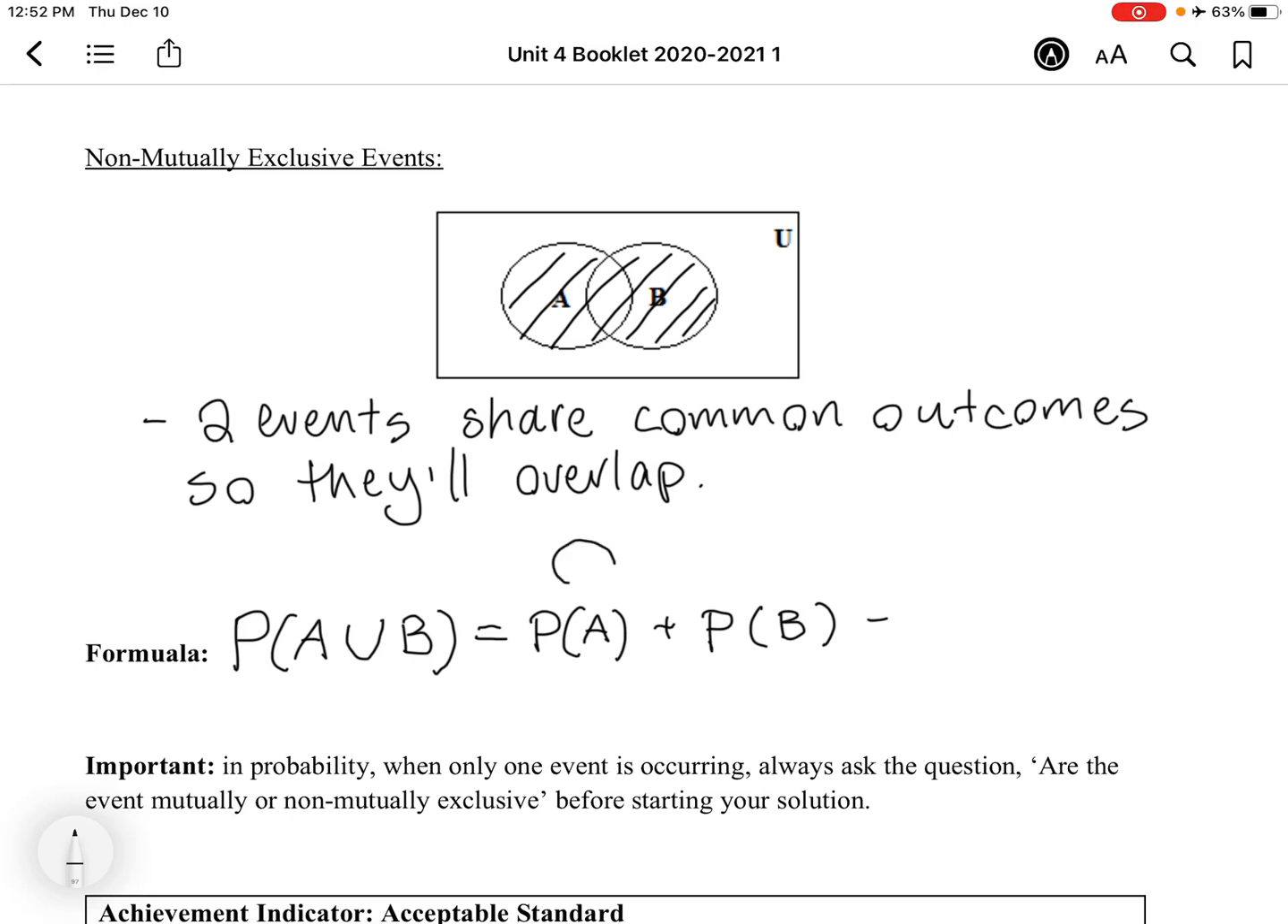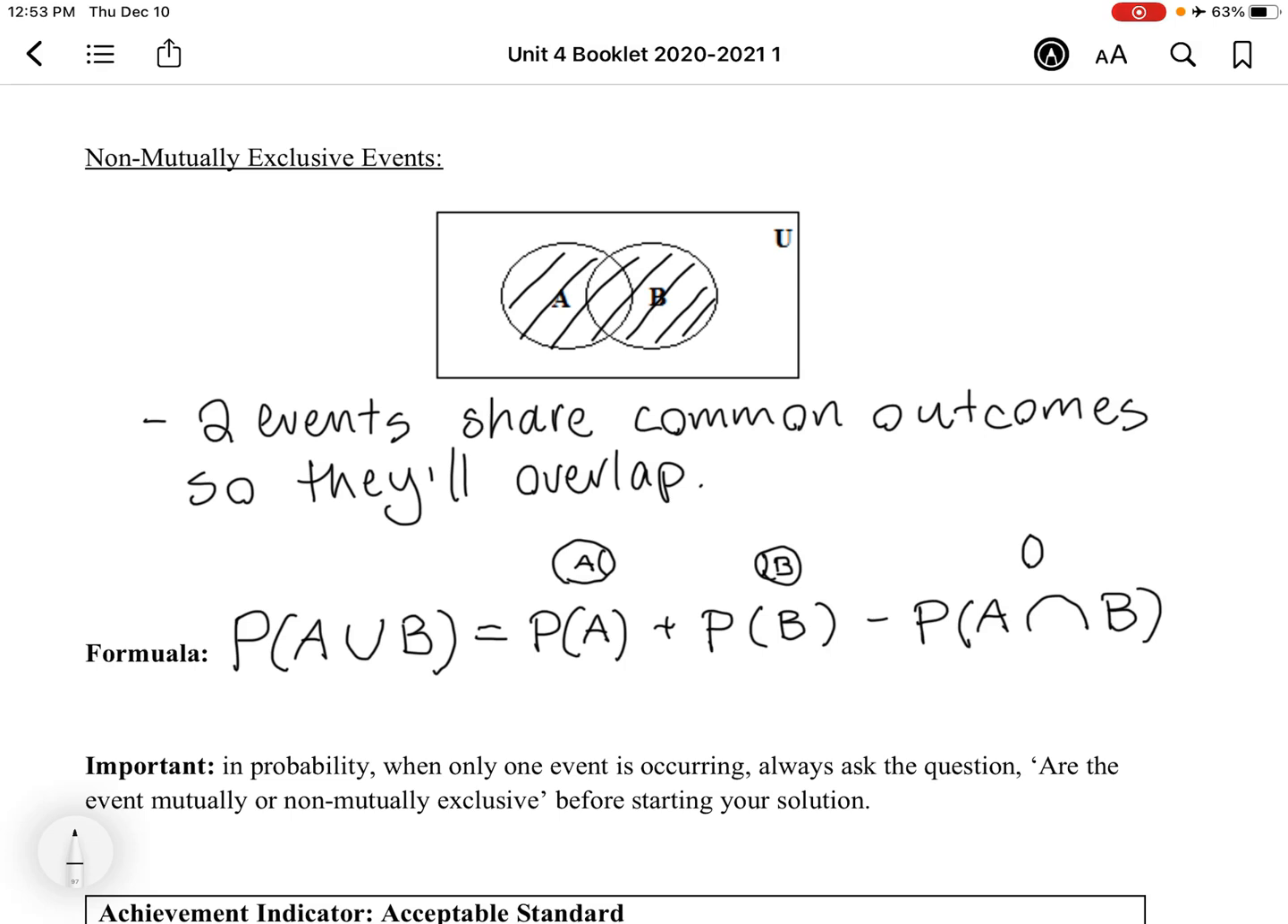If you think of this as A, and then this is B, but then there's this overlap. Well, now we've counted the overlap twice, and we should really only count it once. So we have to subtract the probability of A and B, which is the intersection. So we're going to subtract this little piece.